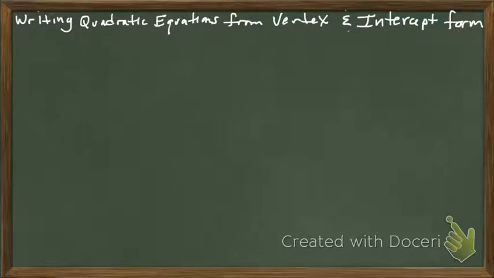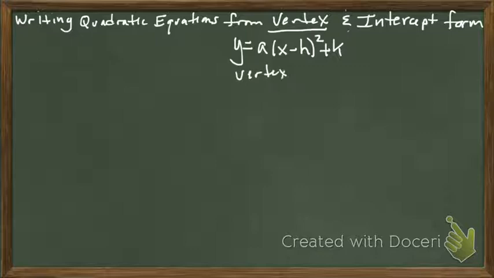Okay, we're going to write quadratic equations from vertex and intercept form. Now, what you're going to need to remember when we write a quadratic equation from vertex form is the general formula for vertex form, which was y equals a times the binomial x minus h quantity squared plus k. And if you'll remember, the vertex was at h comma k, and that's going to be important.